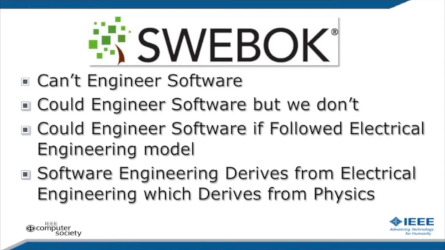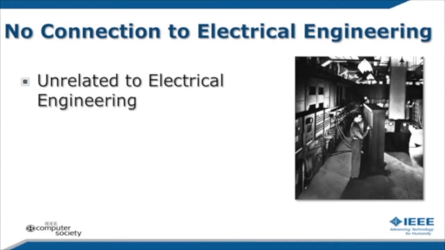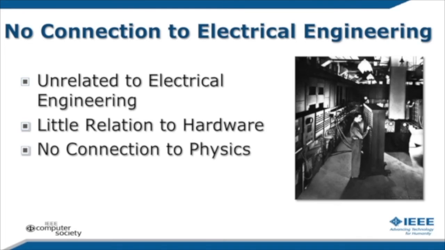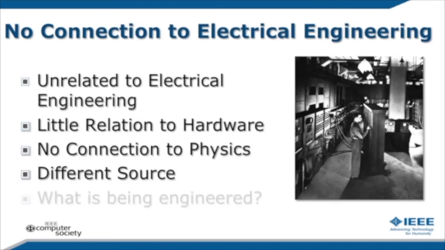In fact, not one of these assertions is true. Software engineering is completely unrelated to electrical engineering. It also, as it turns out, has very little relation to hardware, as contradictory as that may seem. It certainly has no connection at all with physics. Its origin comes from a very different source. And that source begs the question about software engineering: what is being engineered? To what entity or artifact are we applying engineering principles?